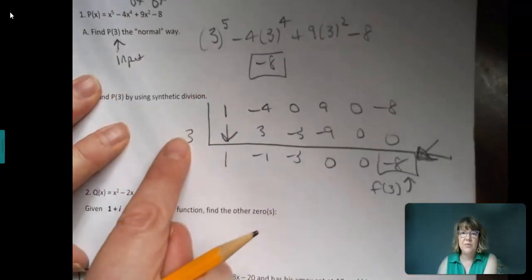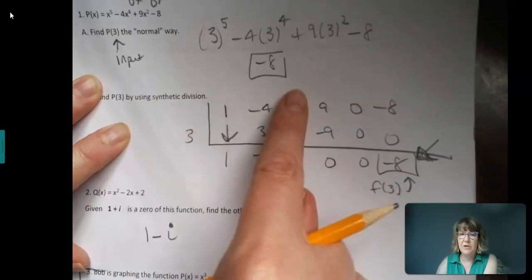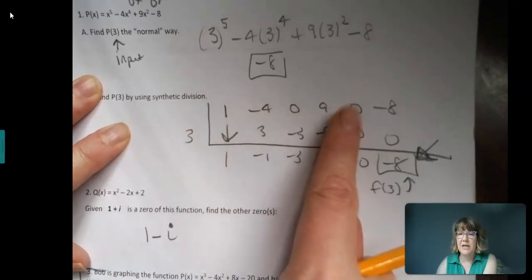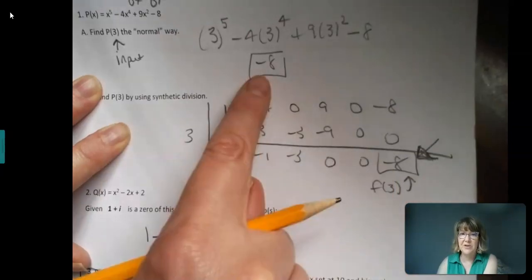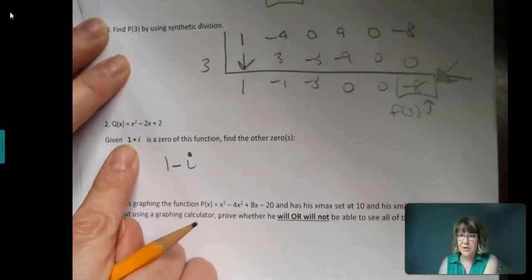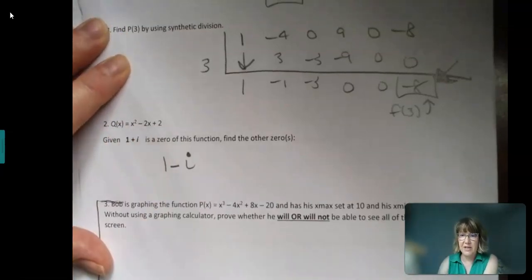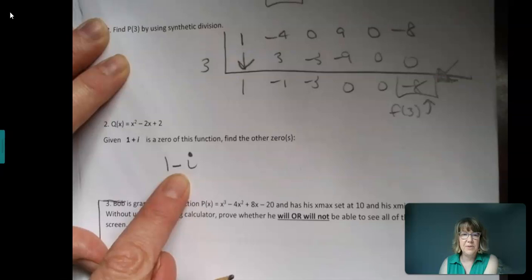Synthetic division, we put the 3 here, bring down, multiply, add, multiply, add, multiply, add, multiply, add. Your remainder is the same as that, okay? So whatever your remainder is should be the same as that. Imaginary numbers come in conjugate pairs, right? Like Noah's Ark, they come two by two. So if you have 1 plus i, 1 minus i is going to be the other one, okay?